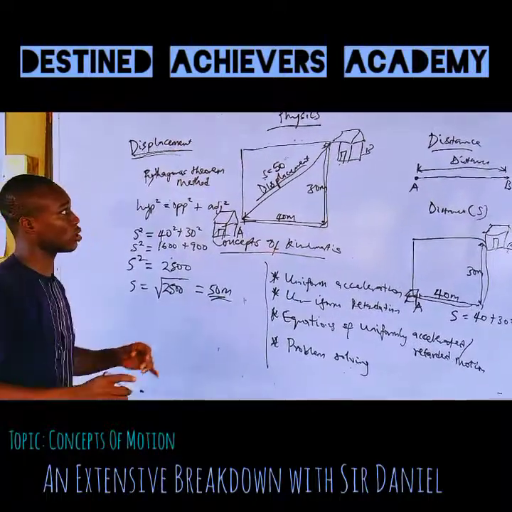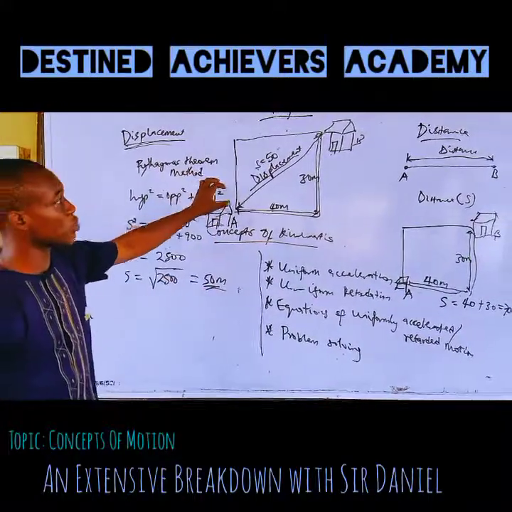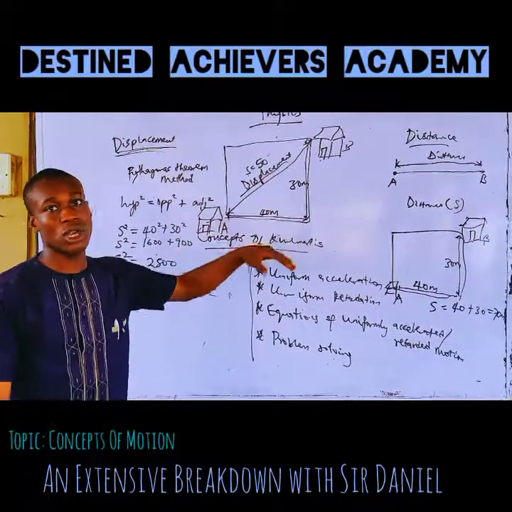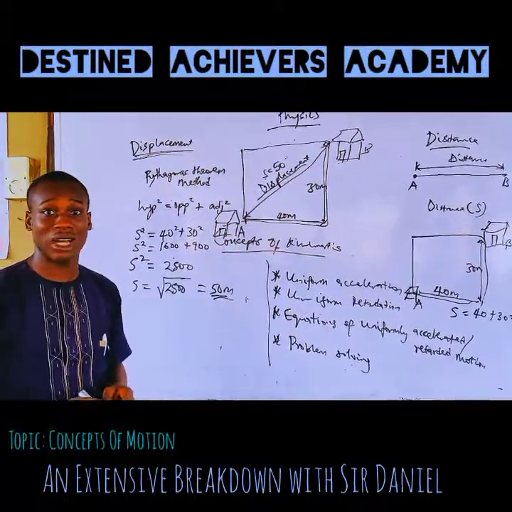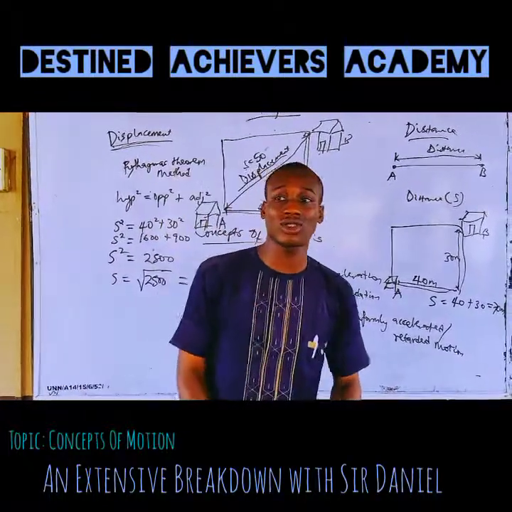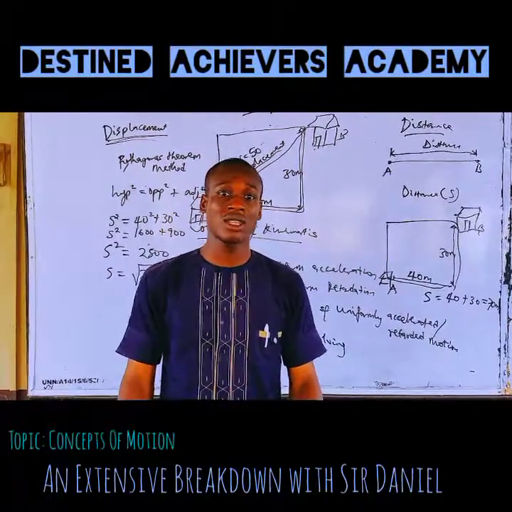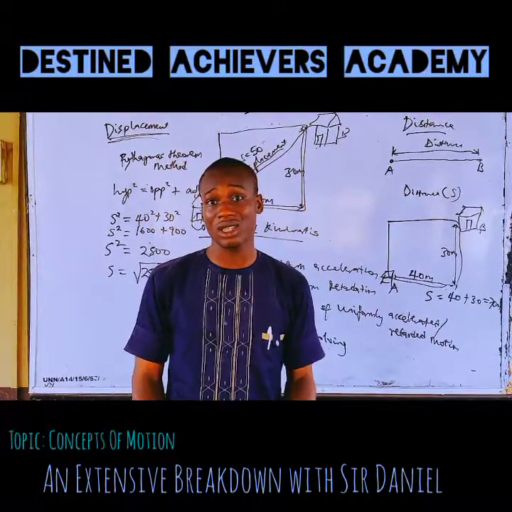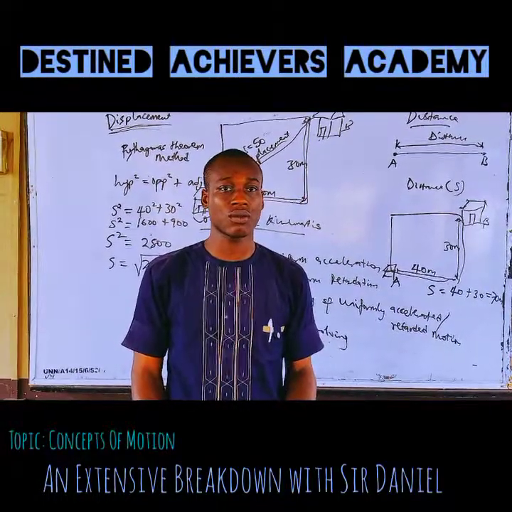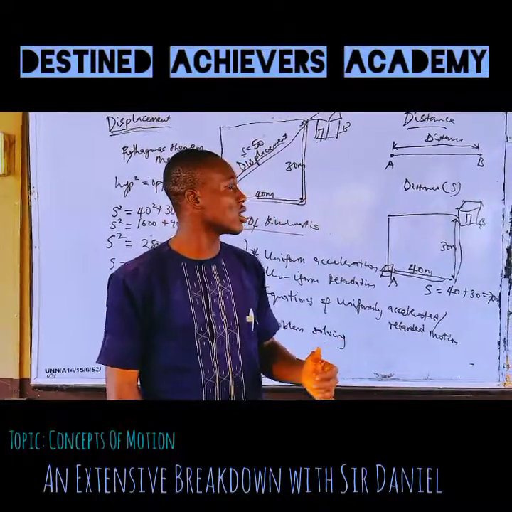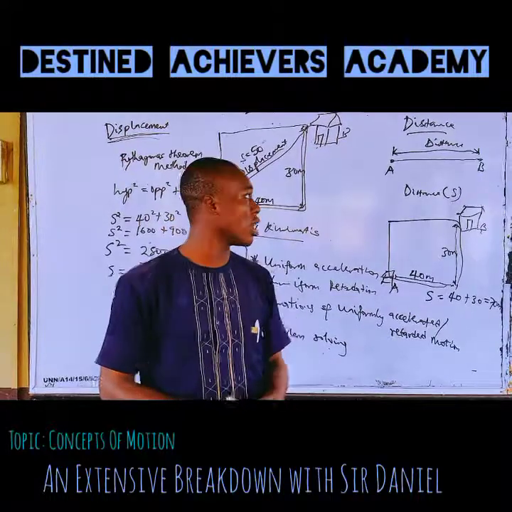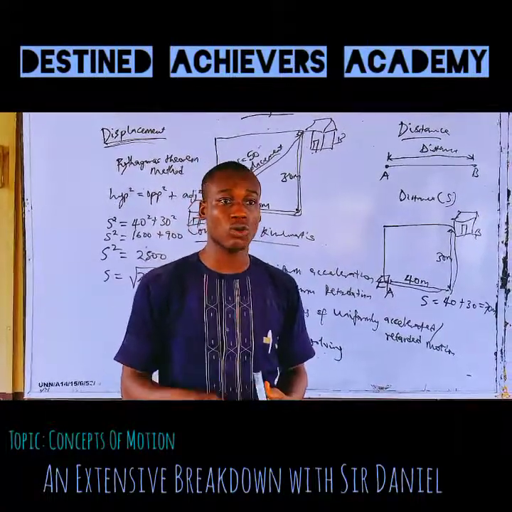What am I talking about? You discover that displacement is the shortest route from the initial point to the final point, which is also telling us that it is also dealing with direction. But distance is not dealing with direction. Distance is just concerned about the magnitude, the value, the separation. So you can say in a nutshell that distance is a scalar quantity and displacement is a vector quantity.